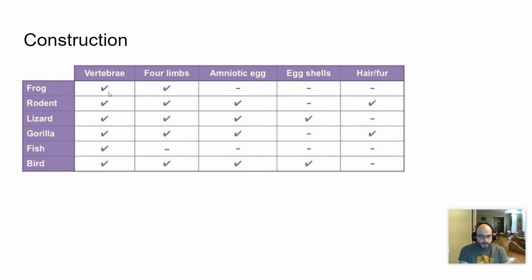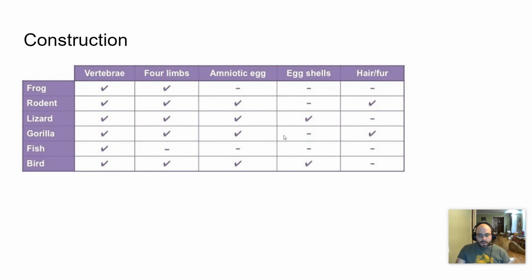A tunicate would be another one. And that would be your outgroup. It didn't have any of these traits. Well, everything has a vertebra, but not everything has four limbs, right? And so the fish only shares one thing in common with everything else, and so it's going to go further back on the evolutionary tree, whereas the frog is next.